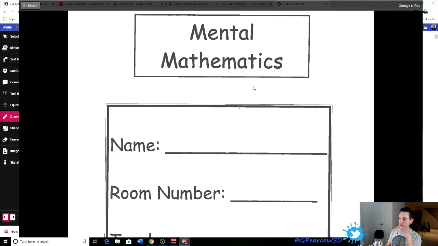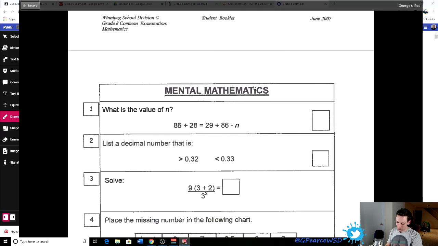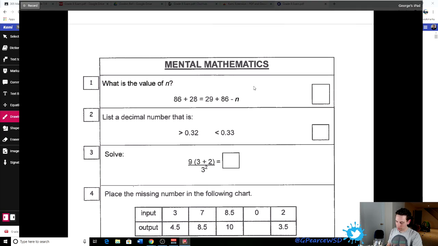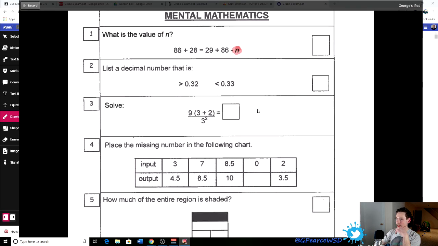So let's move on to some of the stuff. Let's start off with the first section, mental mathematics. It's fairly straightforward. They're asking you to solve for n. So you'd have to use your canceling out on each side, right? You'd add them together and then try and isolate n on one side by subtracting the value here. And then, list the decimal that is greater. That's how easy that is, right?